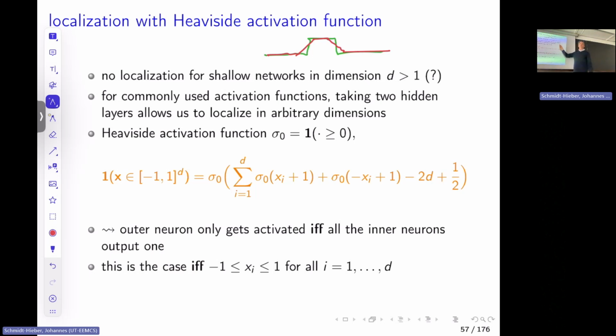But this is only for dimension 1. So in dimension 2, I think there's no good result yet, but the overall idea is that actually they can't localize. What is interesting is that once you add another layer, then suddenly you get localization.